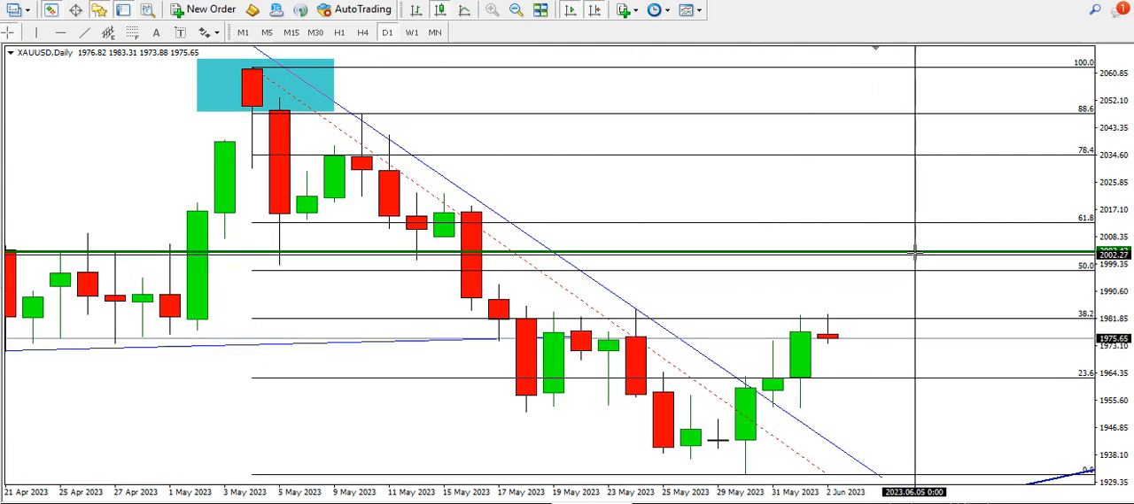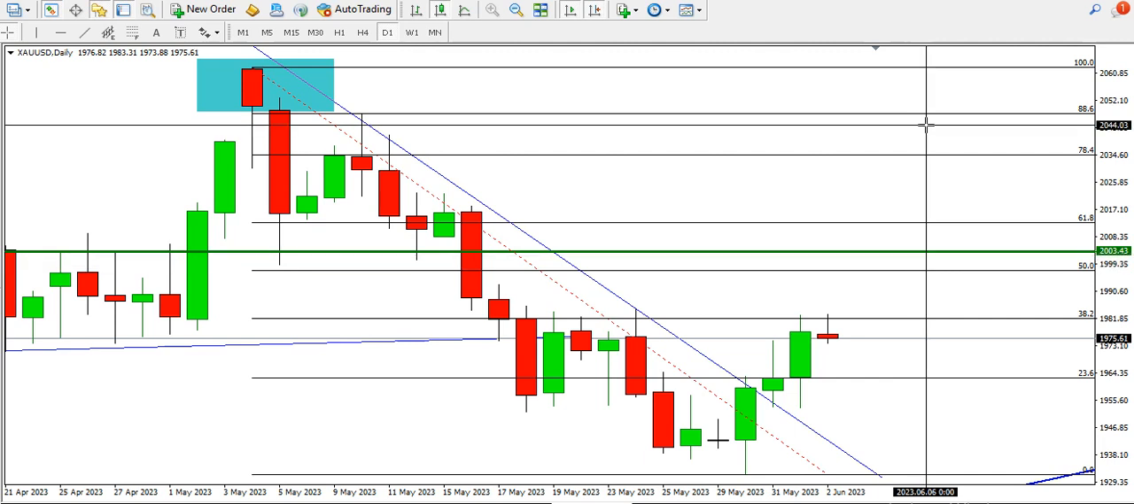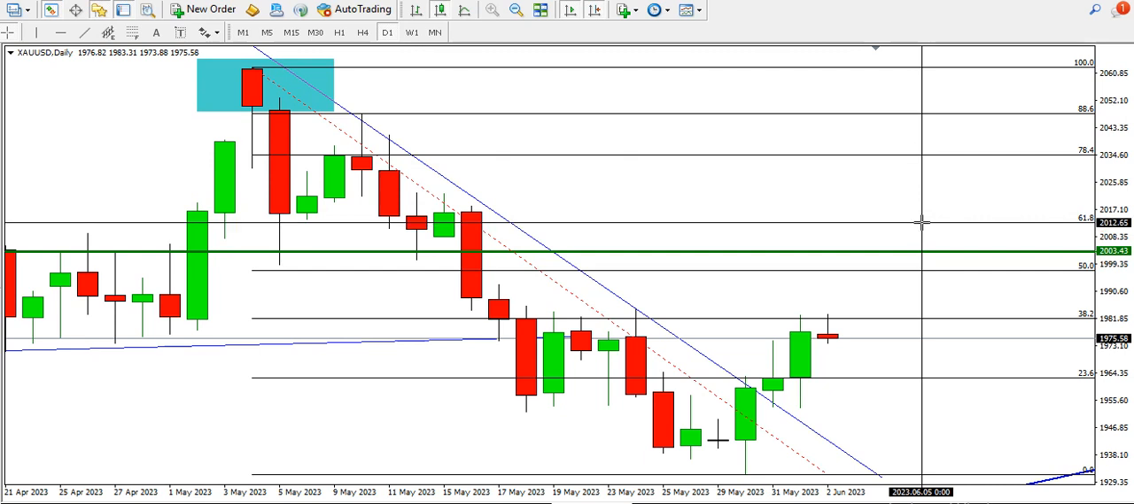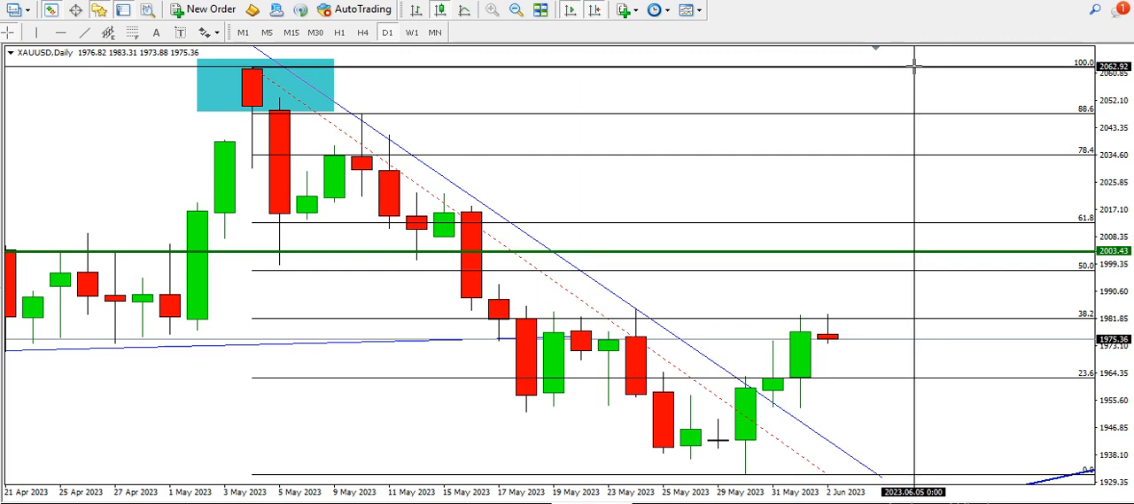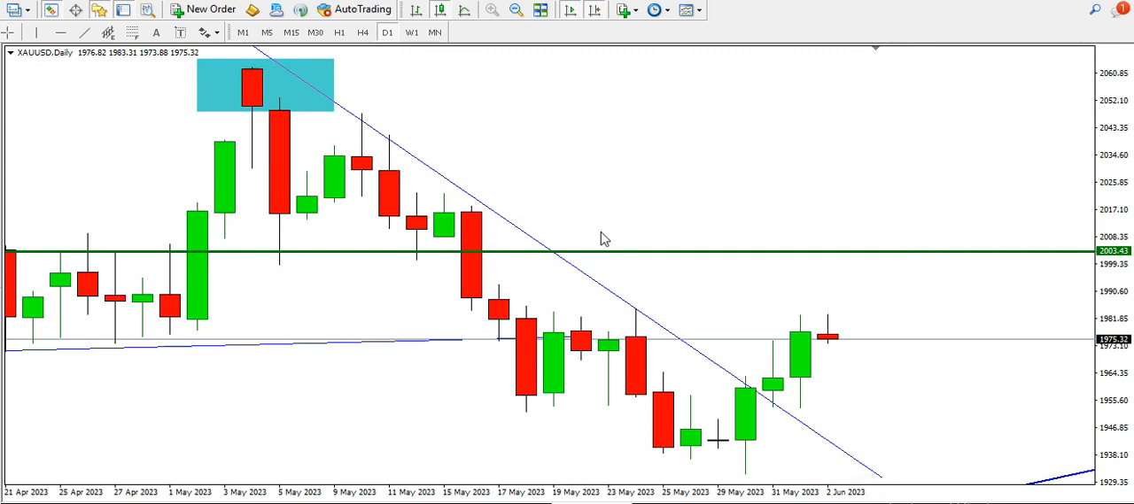But if price is able to rise up to the 50% level, which is the 1997 level, that shows that we have a reversal to the upside. And if price is able to get to the 61.8% Fibonacci level, that's the 2012 level, that shows that this current trend is completely going to reverse, and price might get to the 2062.9 level. So that's that for the daily time frame for the price of gold.